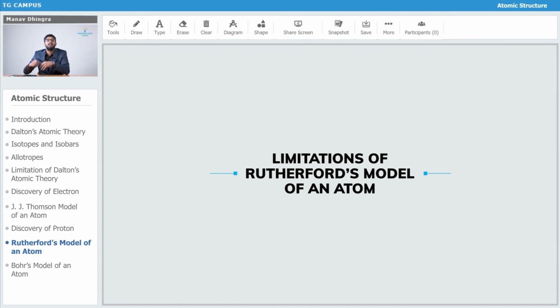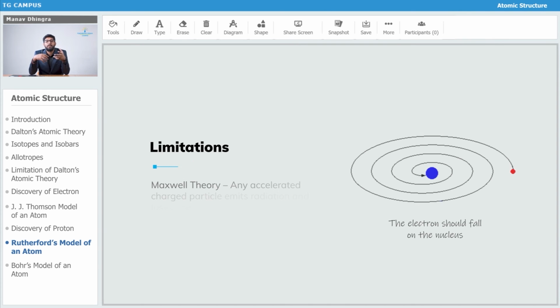Let's see some limitations of Rutherford model of an atom. The very first limitation was that it was not able to explain Maxwell's theory. According to Maxwell, if any charged particle is traveling through space, it always loses some energy. Same is with the electron. Electron is a charged particle revolving around the nucleus, so it should spiral down and go into the nucleus. But this is not the case. We see electrons are continuously revolving around the nucleus. So he was not able to explain why it is not going inside the nucleus.